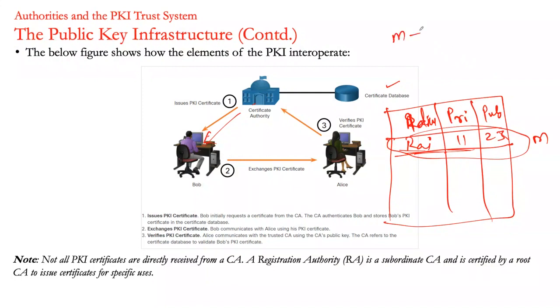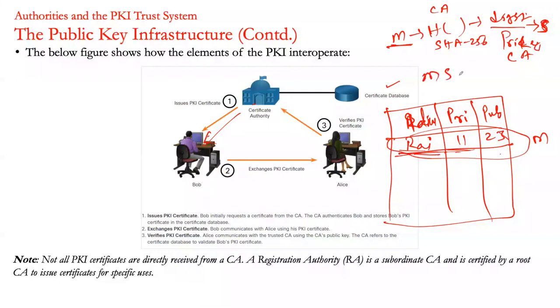It is digitally signed. Means what? This message goes through the hash function of your certificate authority. It may be SHA256 suppose. It generates a digest. That digest is encrypted with the private key of your CA and it generates a digital signature. That digital signature and this message, having Raj, private key and public key, M and S, are sent back to the user, suppose Raj.